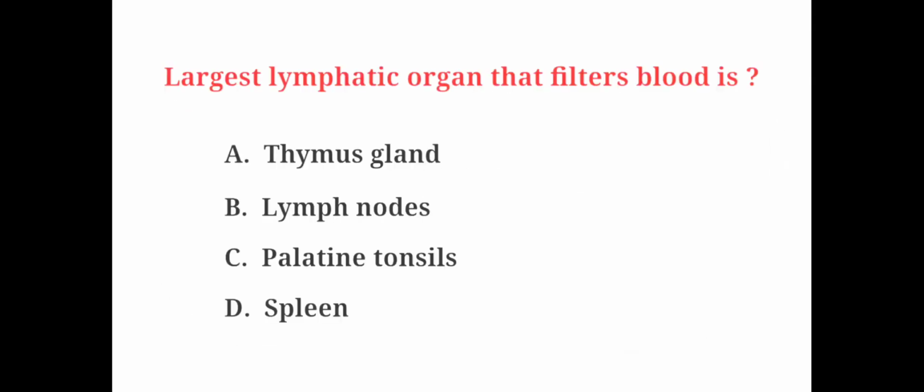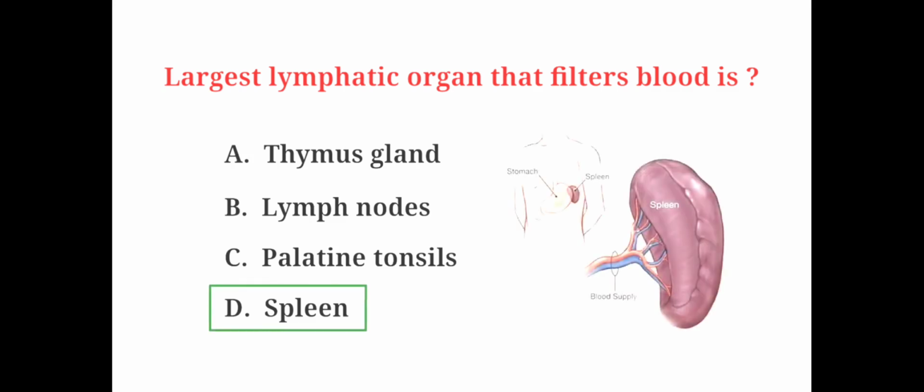Largest lymphatic organ that filters blood is A. Thymus gland, B. Lymph nodes, C. Palatine tonsils, D. Spleen. And the correct answer is D. Spleen. This largest lymphatic organ is located on your left side under your ribs and above your stomach. The spleen filters and stores blood and produces white blood cells that fight infection or disease.